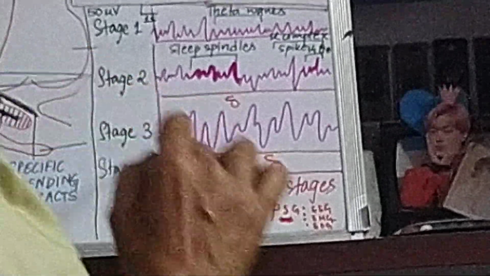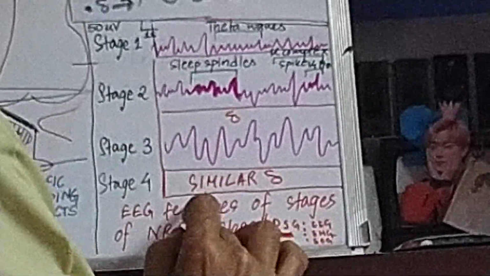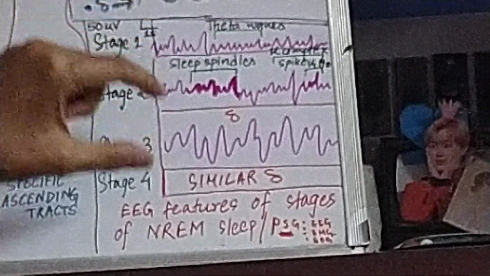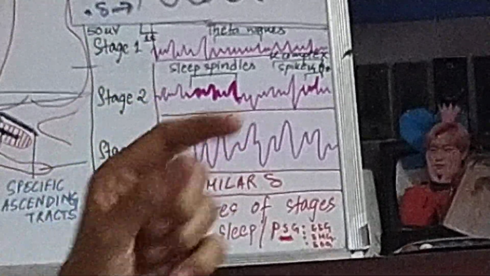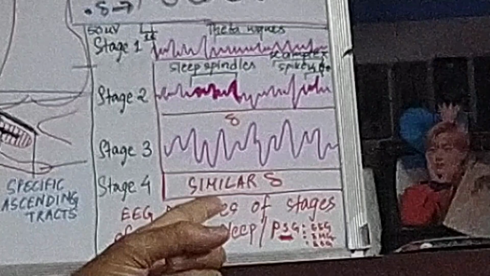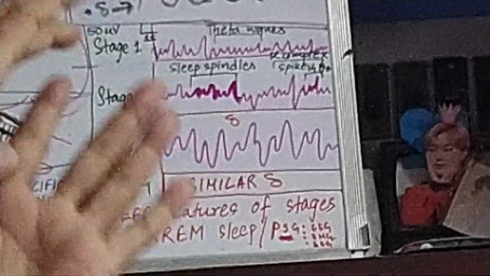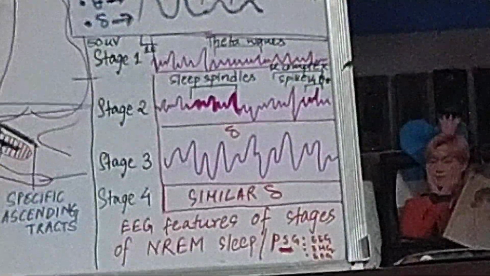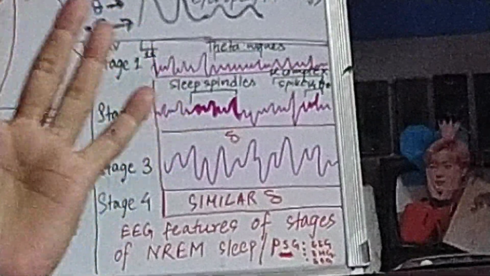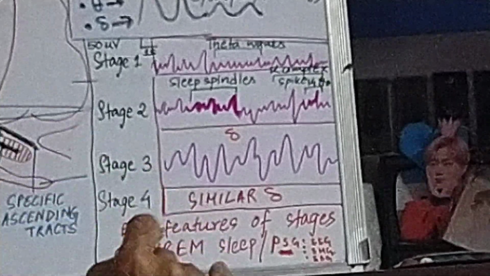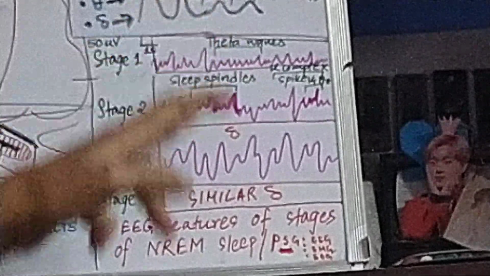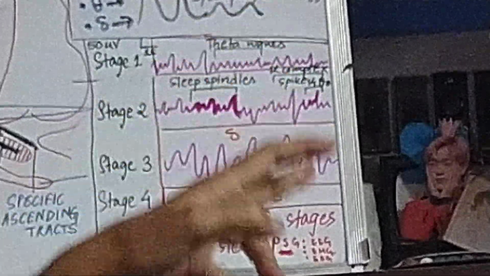Right? Then after the completion of stage 4, it is automatically switched on to REM sleep. So the initial 70 minutes are gone, followed by the rest 20 minutes. So from stage 4, there is automatic switching over of the sleep phase from NREM to REM. Is this clear to you? So these are the EEG features of the stages of NREM sleep. This is very, very important.